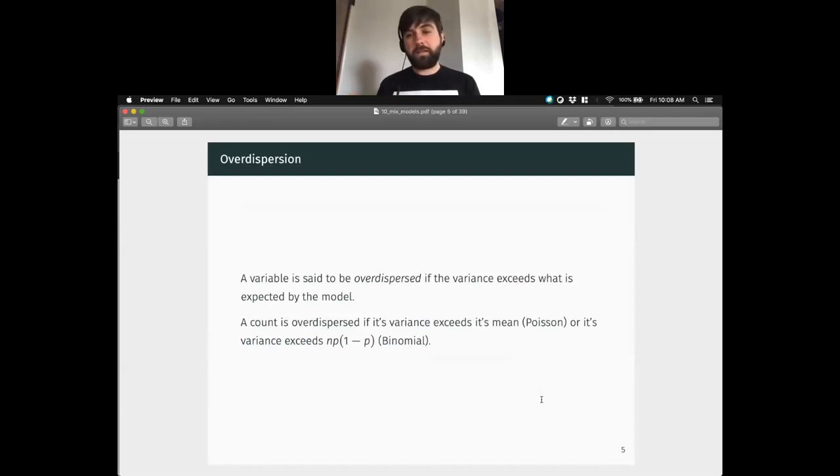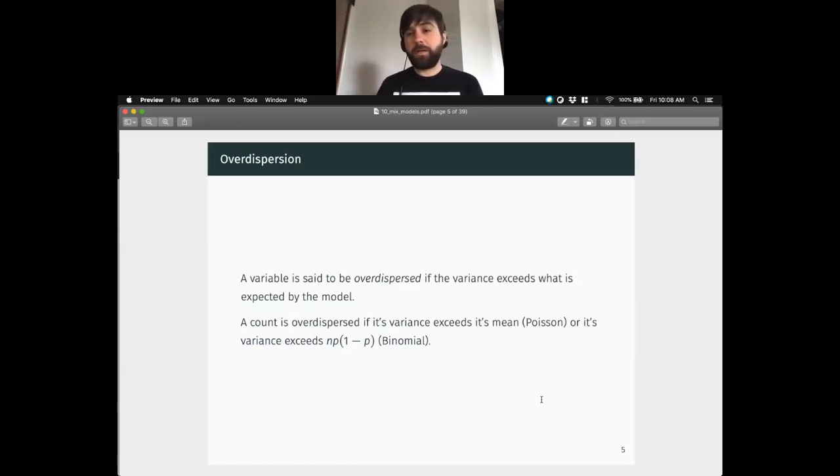However, that expectation of the variable equal to lambda and the variance equal to lambda doesn't actually accurately describe a lot of real world count outcomes, particularly social count outcomes. So a lot of times we have a phenomenon known as overdispersion. And overdispersion occurs if the variance exceeds what is expected by the model, right? So if the variance is greater than lambda, we have overdispersion in a Poisson count.